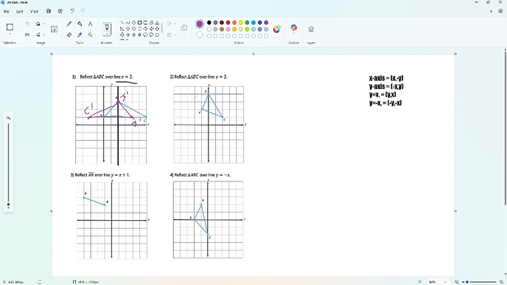Now let's see this one. y equals 2. Whenever y equals a number, these are integers. We can say that y equals 2, it's going to be a horizontal line. y equals 2 will be right here.